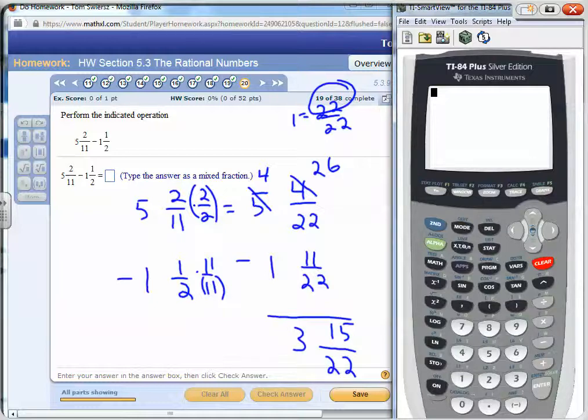So again, we first got a common denominator, 22, multiplying by 2 over 2 and 11 over 11. And then we can't subtract the bigger number from a smaller one, so we had to borrow 1. 1 is 22 over 22. So 22 plus the 4 that was there gives us the 26 for the numerator. And then we subtracted 26 minus 11 is 15 over 22. So 3 and 15 over 22 is the correct answer.